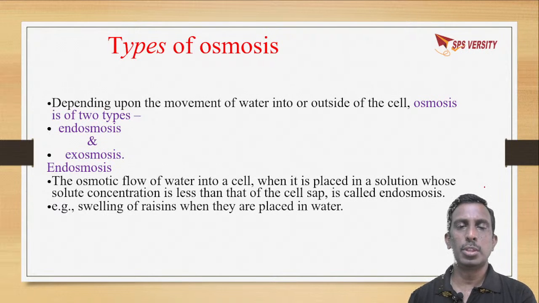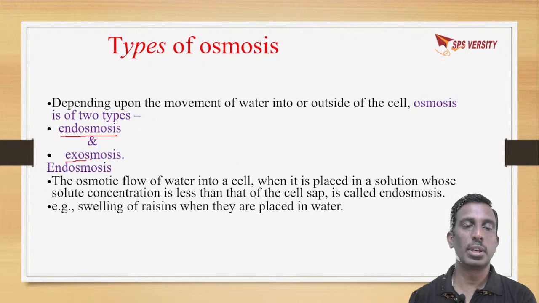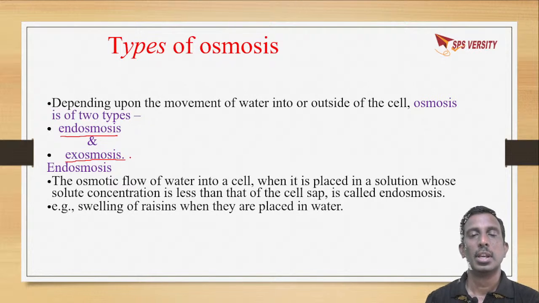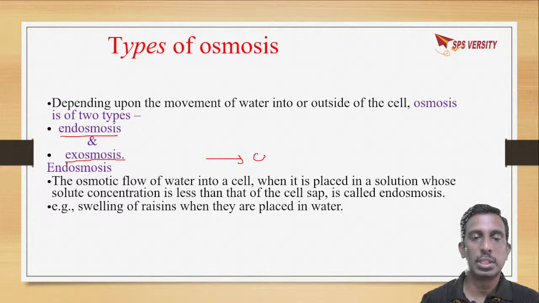And in osmosis there are two types: one is endosmosis and the other is exosmosis. Endosmosis means water will flow into the cell. Exosmosis means water will come out of the cell. Okay. So when will the water flow into the cell? In which condition will the water come out of the cell?